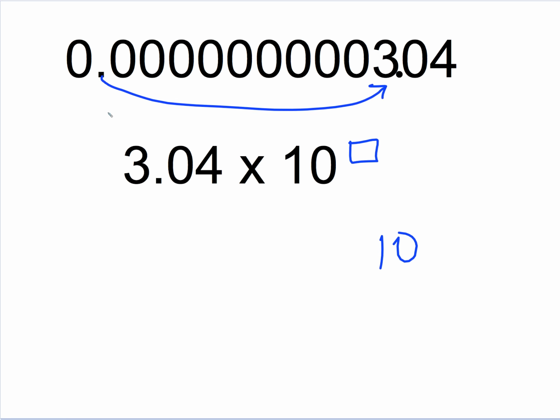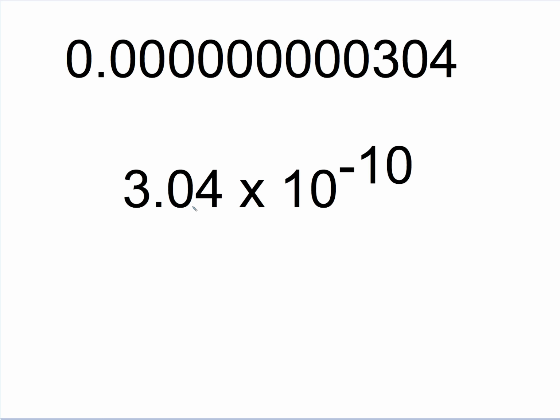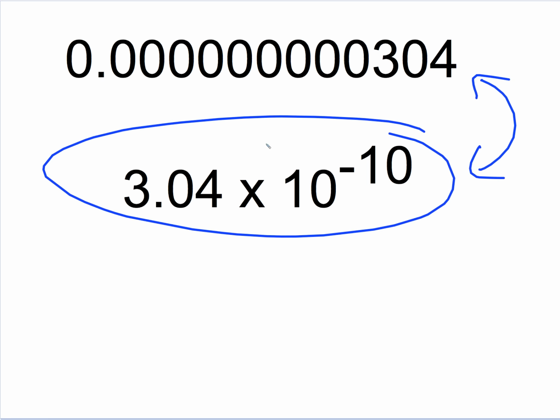Now again, the question is, should it be a positive 10 or a negative 10? Since 0.000 whatever 304 is a very small number this time, we are going to have a negative exponent. So it will be 3.04 times 10 to the negative 10th power. Again, these two things mean the same exact thing. This is just easier than counting out all those zeros every time that you're trying to write that number out.